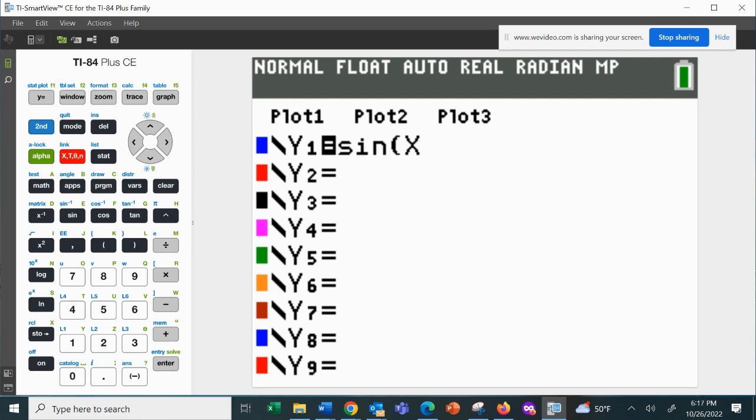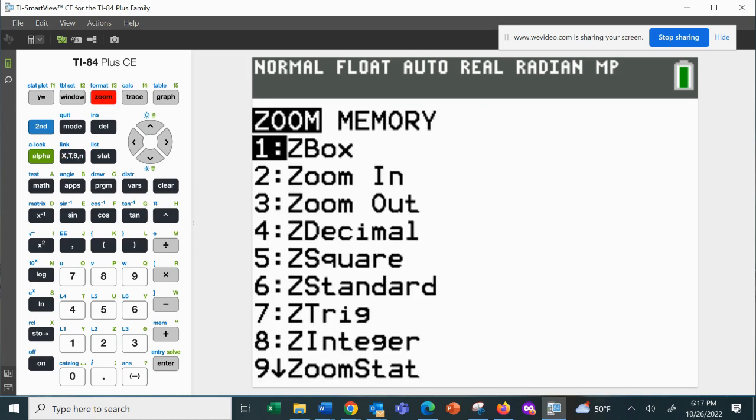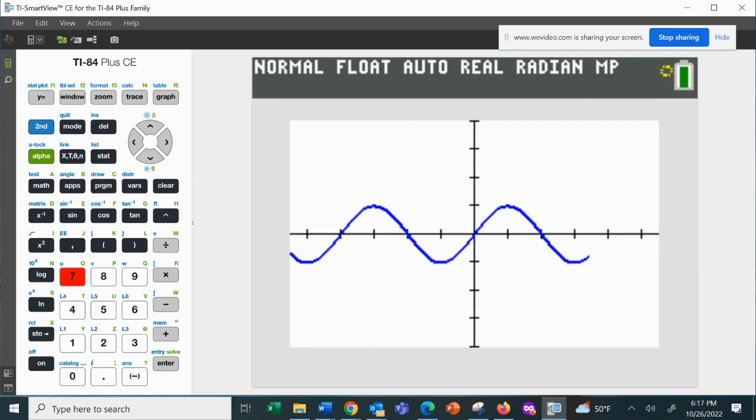Before we graph this, we want to change the graph so it's counting in radians for us. So you're going to go to zoom, and then you're going to choose zoom 7, and that should fix your window. So I'll go ahead and hit graph. Actually, I can just hit 7, and it will graph it for me. And you can see what the sine graph looks like.